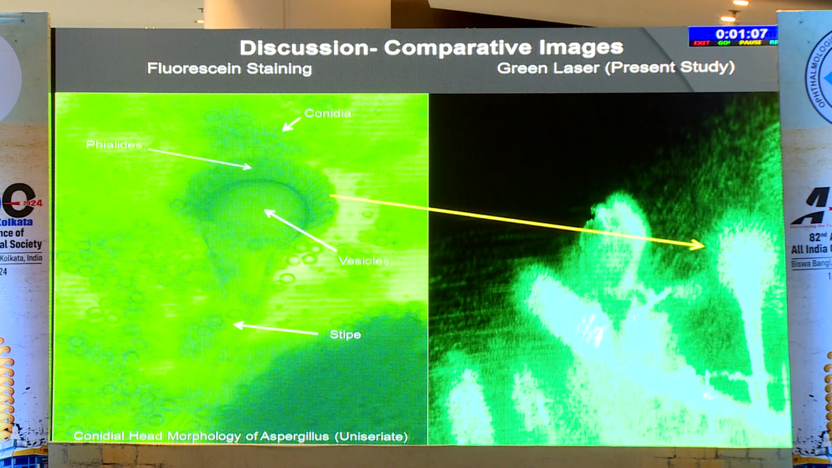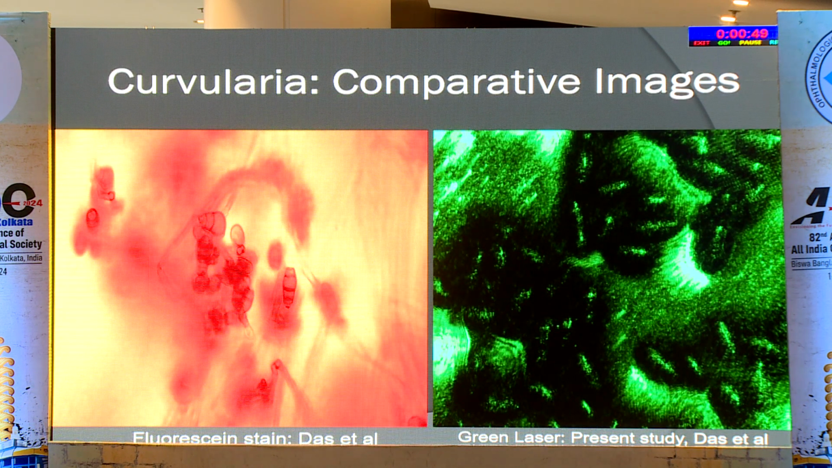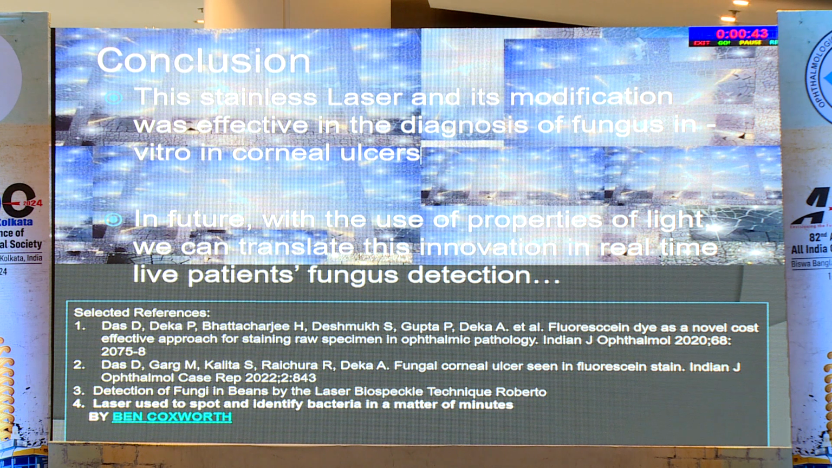Now we see this comparative stain. In fluorescent stain, you can see the conidia, phialides, vesicle, the stipes, and in the laser photograph, you can well see the phialides are so nicely picked up by the lasers. Again a comparative, this is the curvularia, and this is the laser how the curvularia has picked up in laboratory setting. So in conclusion, stainless laser and its modification was effective in diagnosis of fungus in vitro in corneal ulcer.